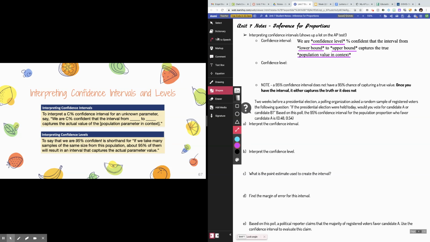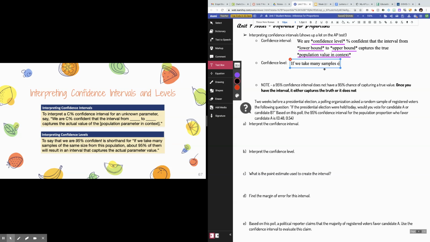Okay, all right, and then for confidence levels, okay, here's your interpretation. Okay, if we take many samples of the same size from the population, again, this is basically just rehashing the definition, okay? If we take many samples of the same size from the population, about, okay, again, key there, right? You have your wiggle word, right? So you could say about, approximately, etc. Okay, about, and then confidence level.